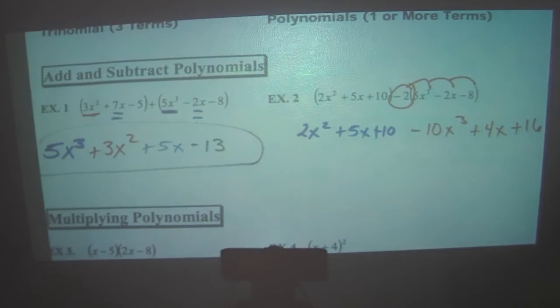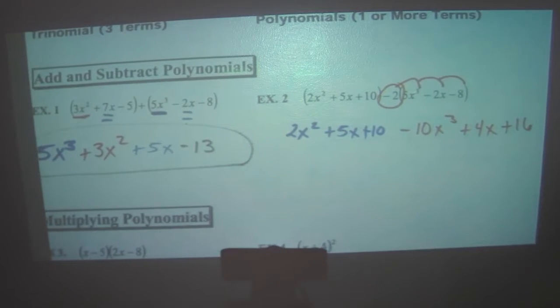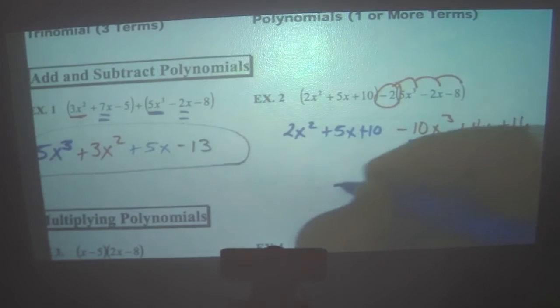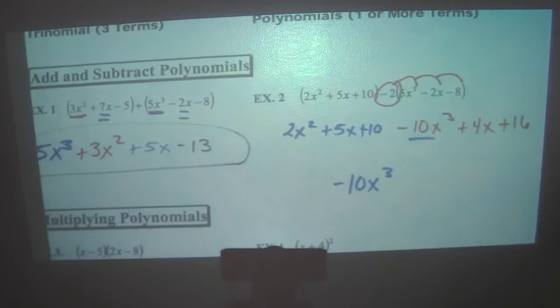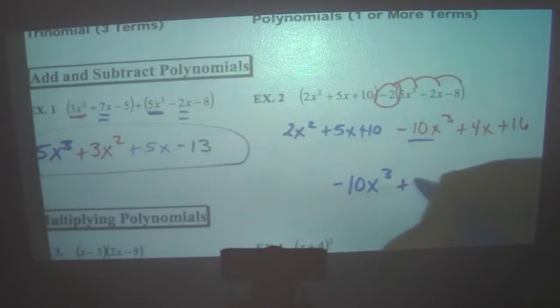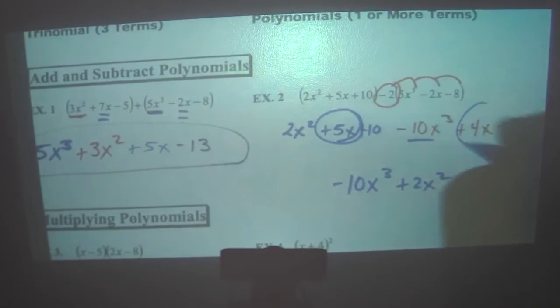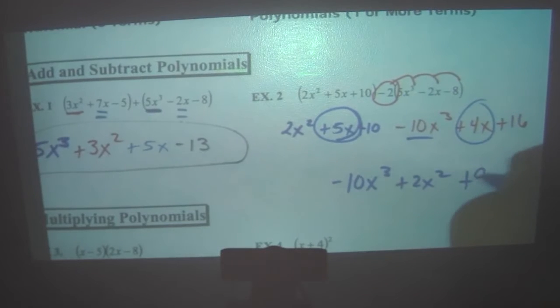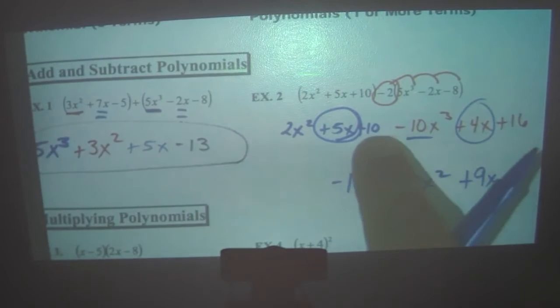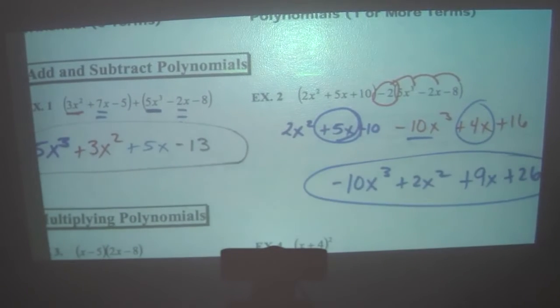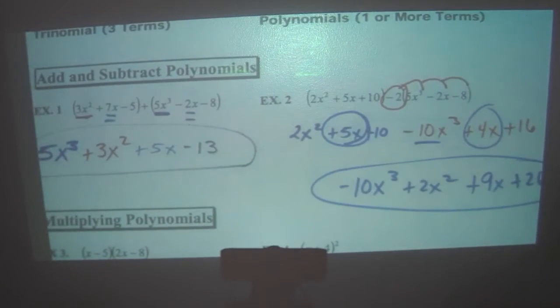Okay. So last thing we got to do is just combine our like terms. Again, we only have one x cubed term. We have a 2x squared. We have a 5x and a 4x. We know that's 9x. And last but not least, I have 10 plus 16 is 26. Boom. Easy peasy lemon squeezy.